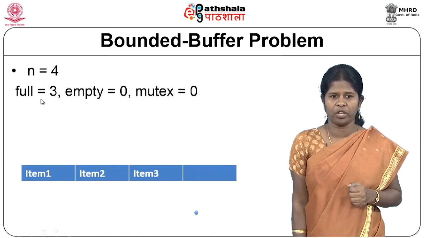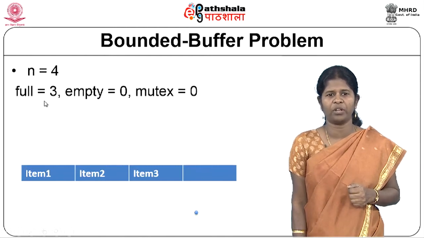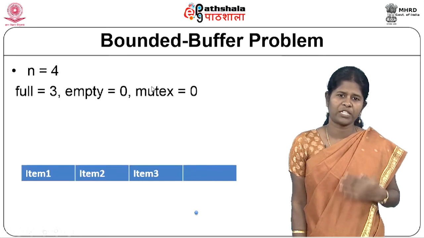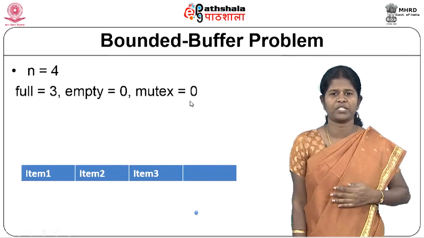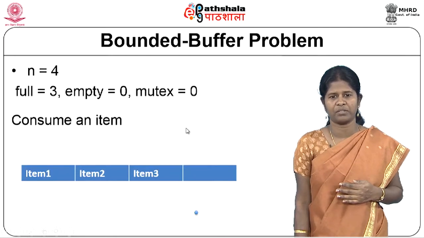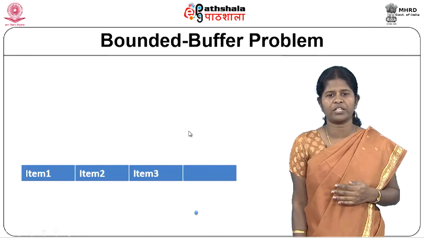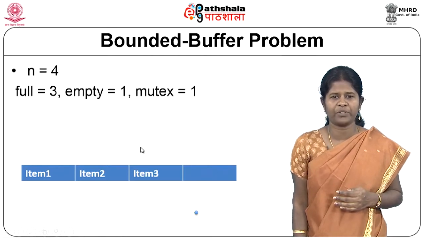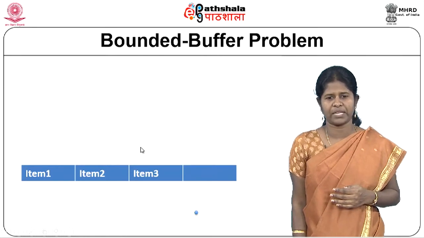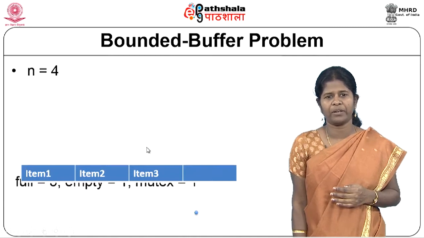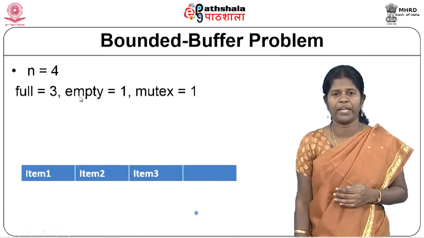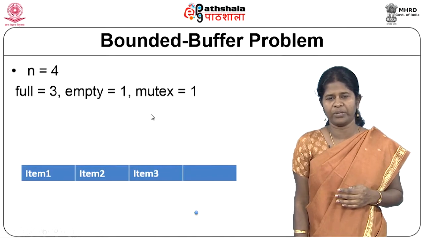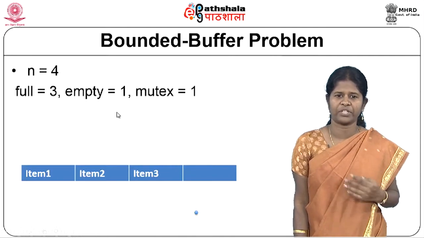it waits on full. So it decrements the value of full. Semaphore full is decremented by 1, it becomes 3. It waits on mutex. So the value of mutex is also decremented, it becomes 0. Now the consumer has consumed one item, item 4. And again if it wants to consume the next item, so what should happen? It should again wait on full and then wait on mutex and it should signal empty after consuming.